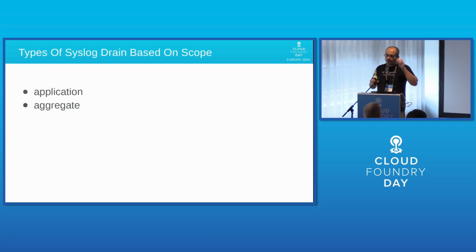In terms of scopes, or what kind of logs and metrics should be sent, we have application Syslog Drains, which are simply configured to send logs and metrics from a particular application, and aggregate drains, which simply aggregate everything on a VM. So all your logs and metrics will be sent together to a central location. That's nice if you have central systems for observability and monitoring.